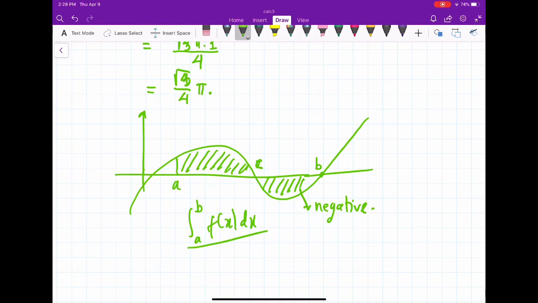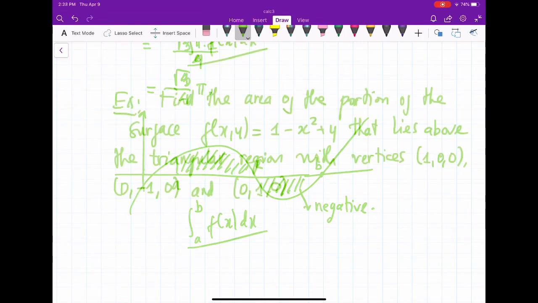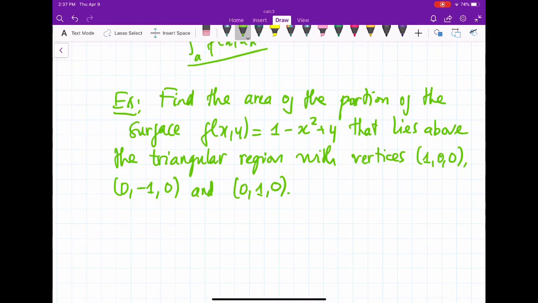So we have to be careful in surface area problems too. We have to make sure that the surface is above or under the xy plane. Makes sense? But in most cases, we will have a surface that lies above the xy plane. So I just mentioned that in case we need to break the integral into some integrals.